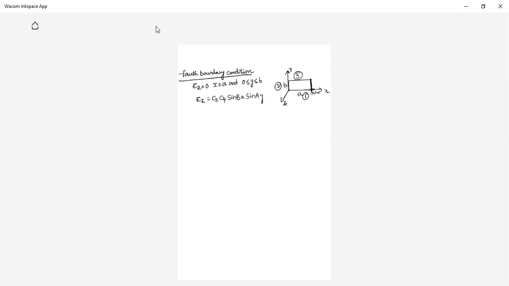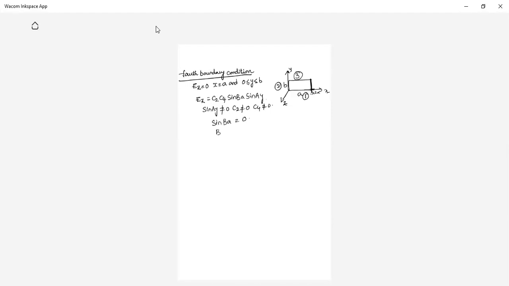Yes or no? This is the expression we got. So now, which term becomes 0? Tell me. Sin AY doesn't become 0. C2 doesn't become 0. C4 doesn't become 0. What is the term that becomes 0? Sin BA. Sin BA becomes 0.